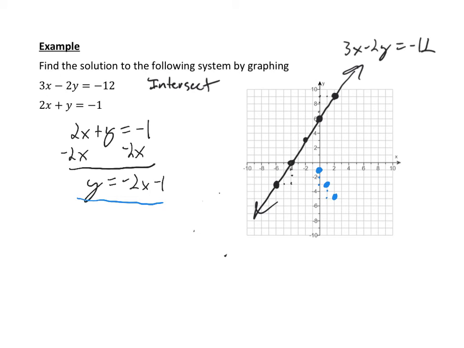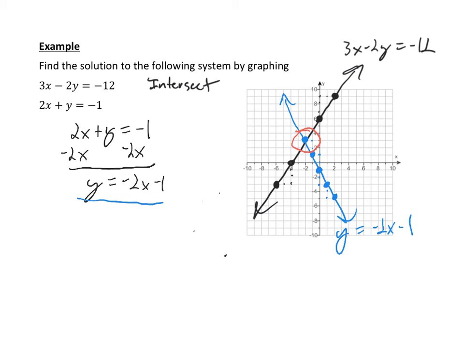Well, if you notice, I'm going away from the graph that we had previously done. I want to work towards that. So I could go up 2 and left 1. Up 2 and left 1, and now I can see where those two graphs intersect. Here's my graph of y equals negative 2x minus 1, and where those two graphs intersect is this point here.